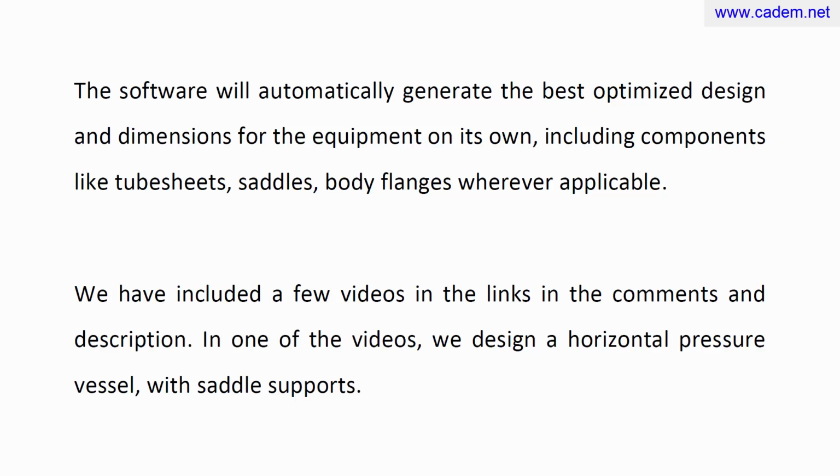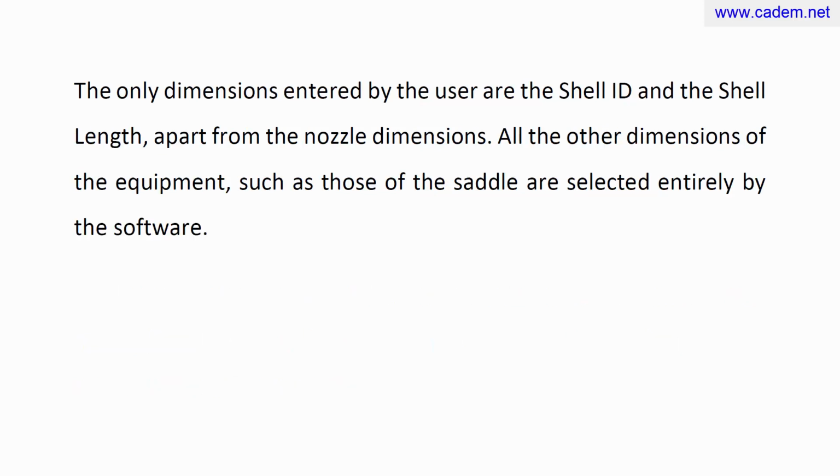We have included a few videos in the links in the comments and description. In one of the videos, we design a horizontal pressure vessel with saddle supports. The only dimensions entered by the user are the shell ID and the shell length, apart from the nozzle dimensions. All the other dimensions of the equipment, such as those of the saddle, are selected entirely by the software.